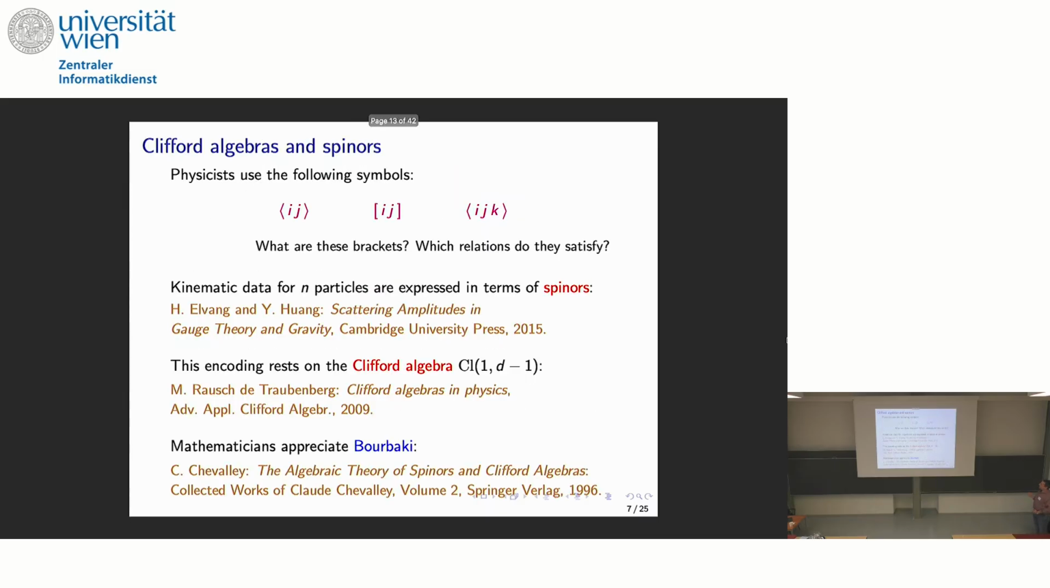All right, okay. Clifford algebras. So, what was the goal of the lecture? The goal of the lecture was to tell you about these brackets. What are these brackets? As we go along, this will represent something called spinors, and to talk about spinors we need Clifford algebras. And here are the references. Kinematic data for n particles are often expressed in terms of spinors. Here's one textbook that I've spent some struggling time with, by Elvang and Huang, called Scattering Amplitudes in Gauge Theory and Gravity. I found this article quite useful in learning about Clifford algebras in this context.